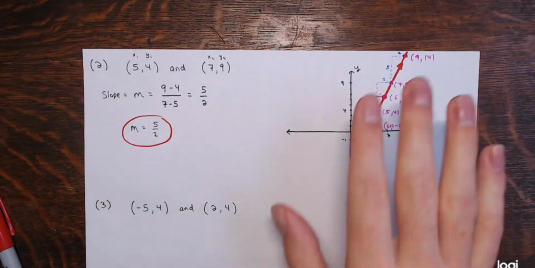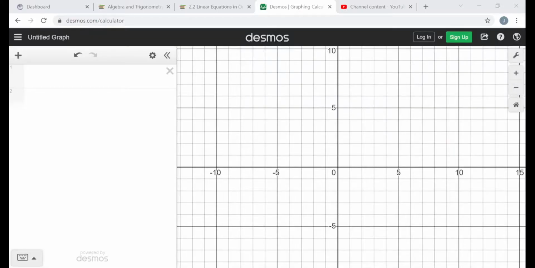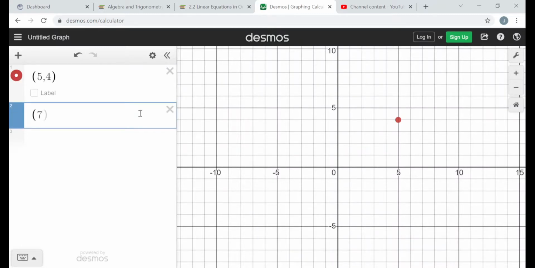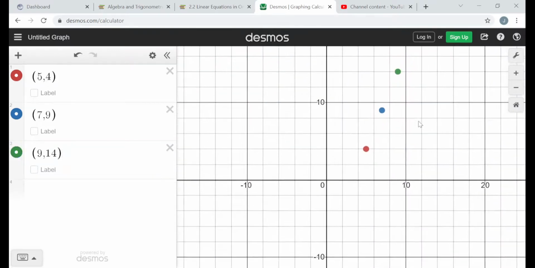And again, I'm going to make a little drawing. I'll make this on the Desmos site just to show you. All right, so we got these points. We got 5,4. There's that point showing up. We got 7,9. There's that point. I plotted 9,14, which you can't see because let me just zoom out a bit. Right, there's 9,14 up there.